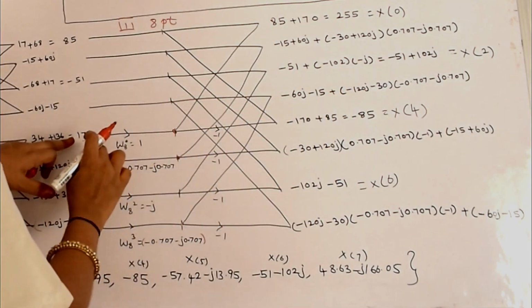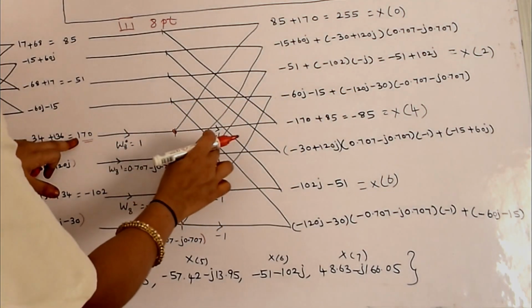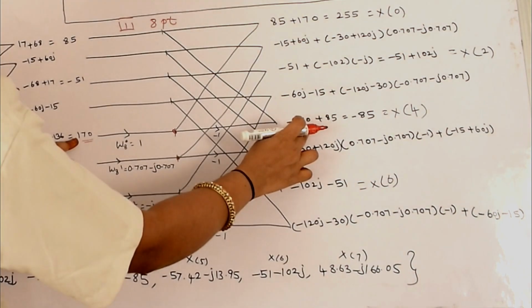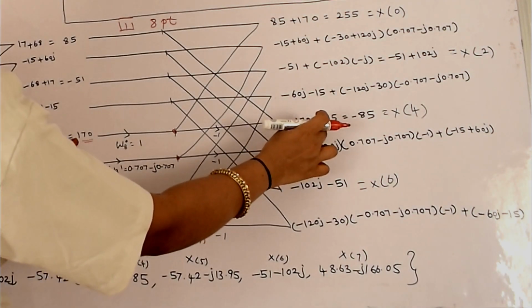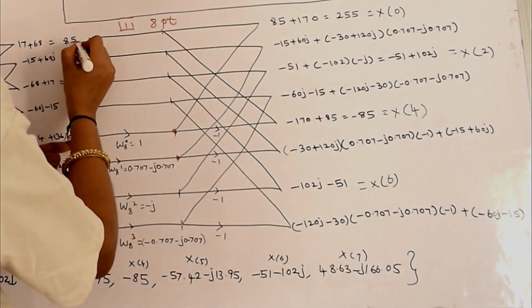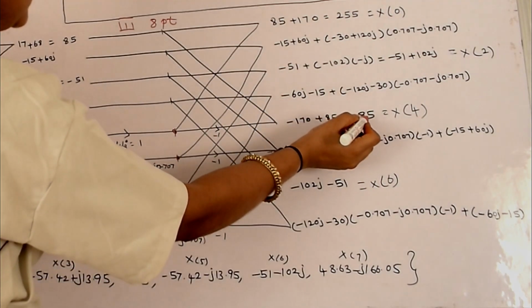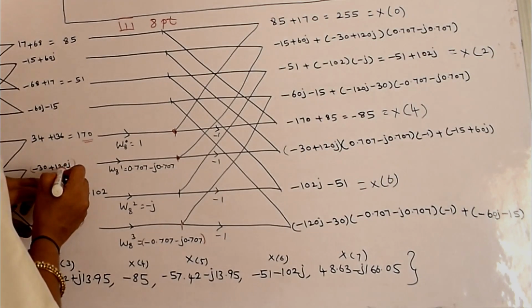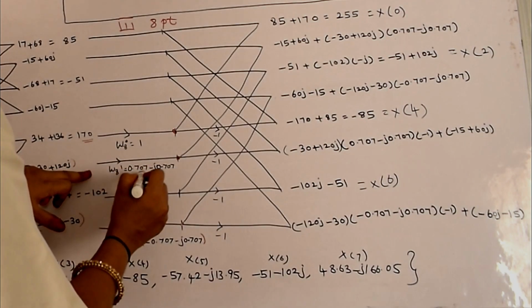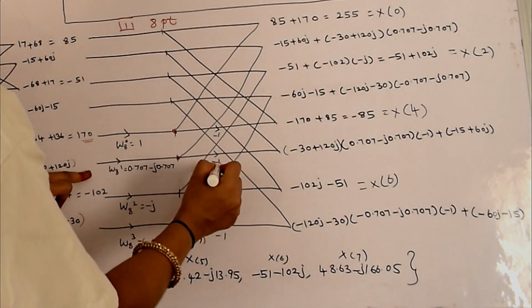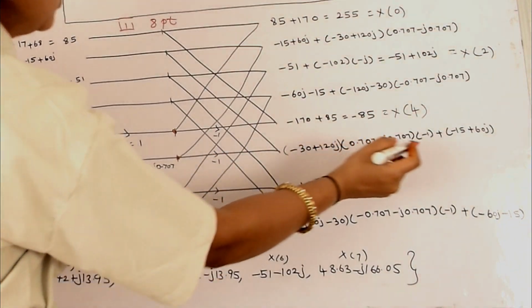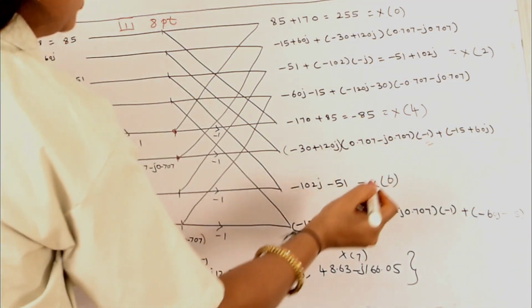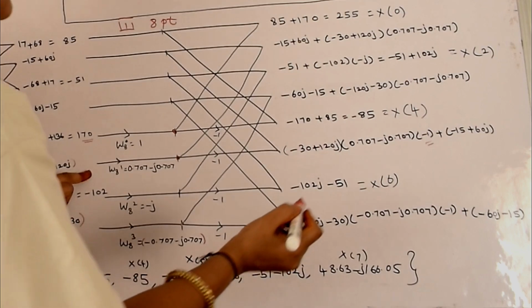The next one, 170 into 1 into minus 1 will be minus 170, and from here it is plus 85. Your answer is minus 85. The next one, minus 30 plus 120j. You have to multiply this one along with the minus 1 value. So don't miss this minus 1, your answer will be wrong if you miss it.